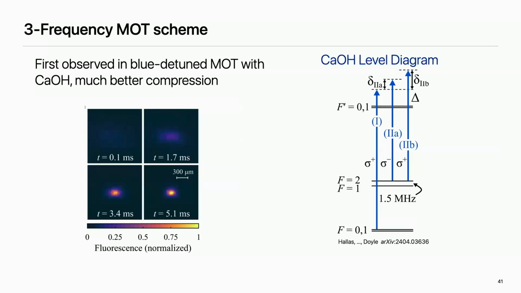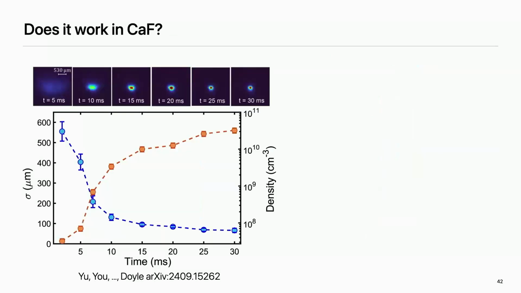And I think it wasn't immediately understood what exactly was going on. And so the nice thing about having these experiments so close to each other is, well, you can just try the same thing in CaF. And you saw also the same effect with this 3-frequency MOT.